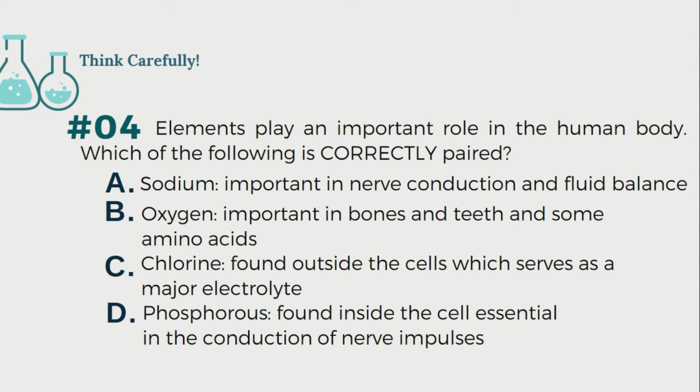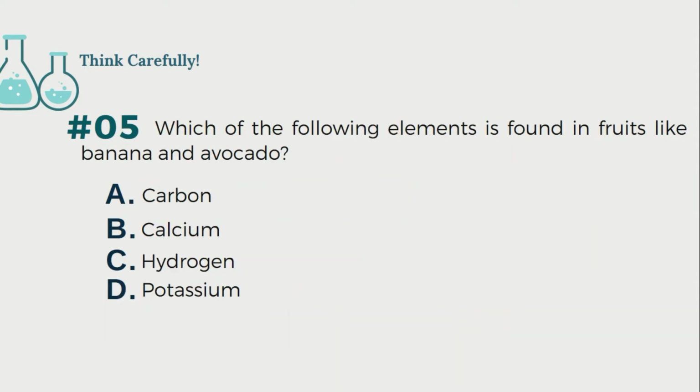Question number 5. Which of the following elements is found in fruits like banana and avocado? A. Carbon. B. Calcium. C. Hydrogen. D. Potassium.